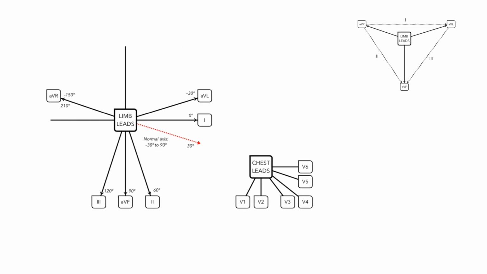Okay, so those were the three physical limb leads that we made into six limb leads, but there are also six chest leads, and those just go on the anterior chest wall. We have V1, 2, 3, 4, 5, 6. And those aren't so important right now for starting out. So don't worry too much about those.